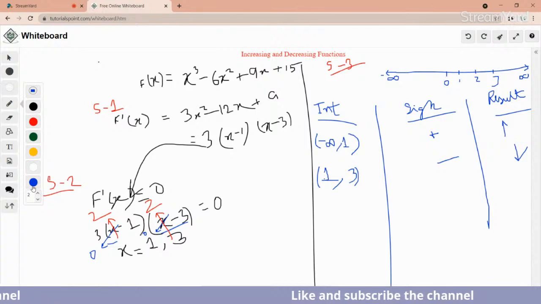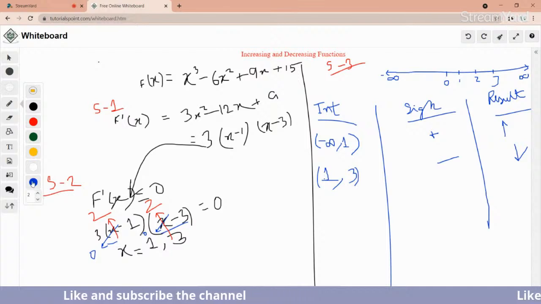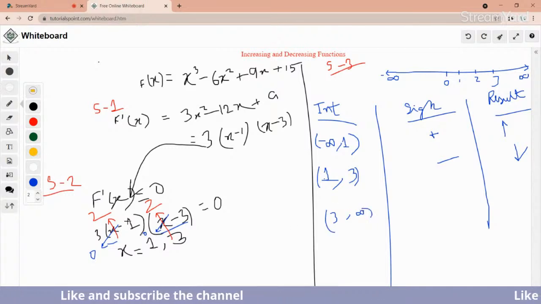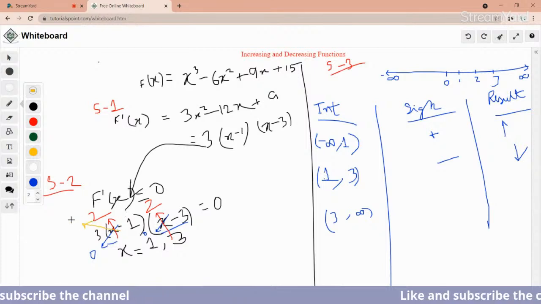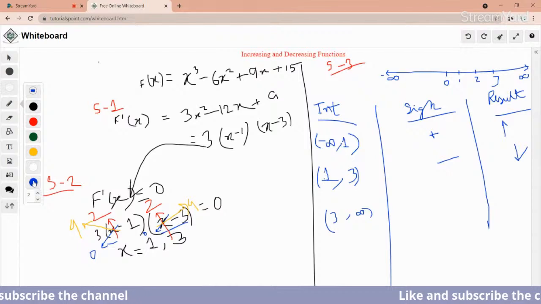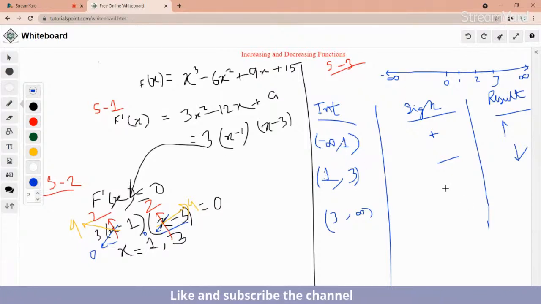Finally, in the interval 3 to infinity, put a value. Just take 5, 4, whatever you like, more than 3 till infinity. Take 1000, 10,000, whatever you wish, and calculate. It's 4 minus 1 and 4 minus 3, it's 3 and 1. So obviously the value is positive, so it's again increasing.